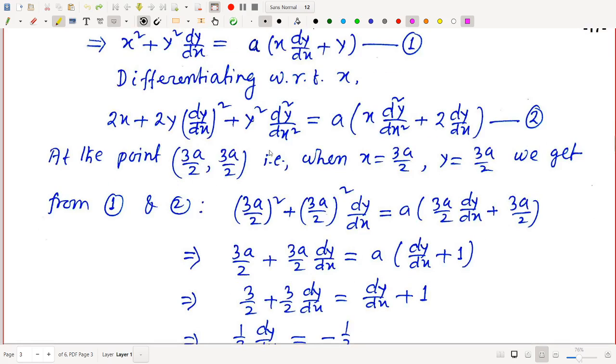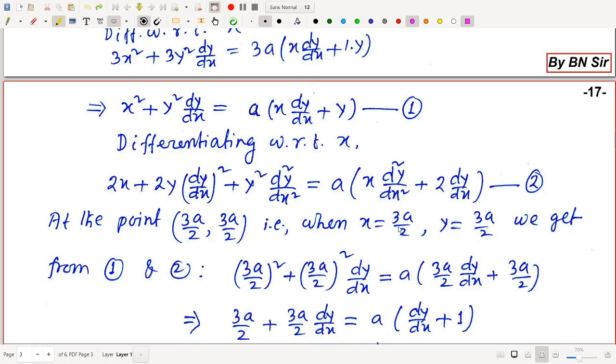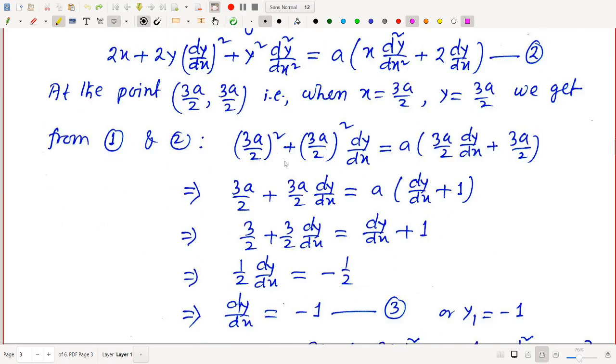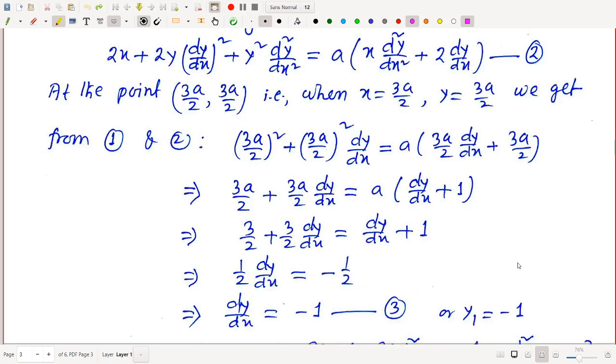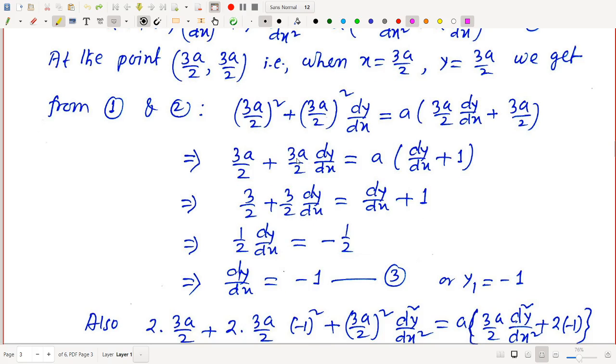Then at the point 3a by 2 comma 3a by 2, we need dy by dx and d square y by dx square. So when x equal to 3a by 2 and y equal to 3a by 2, we get from 1 and 2. In line number 1, if we put x equal to 3a by 2, y equal to 3a by 2, we get 3a by 2 square plus 3a by 2 square dy by dx equal to a into 3a by 2 dy by dx plus 3a by 2. Okay, now 3a by 2 gets cancelled from both sides. So 3a by 2 plus 3a by 2 dy by dx equal to a into dy by dx plus 1. Then a will also be cancelled. So we get 3 by 2 plus 3 by 2 dy by dx equal to dy by dx plus 1.